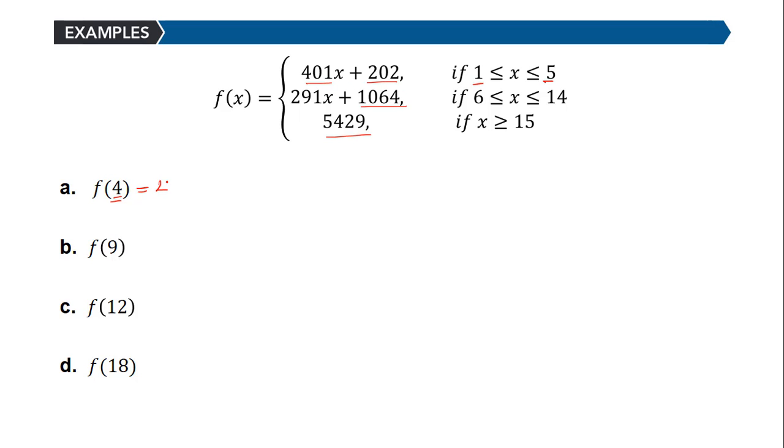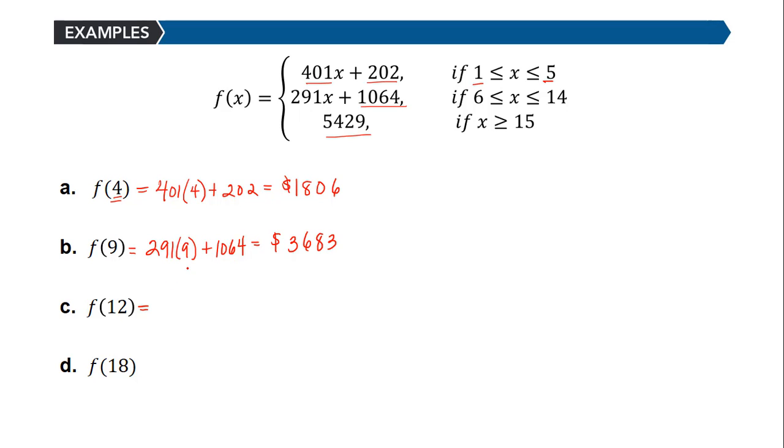f of 4 then is 401 times 4 plus 202. And we get $1,806. f of 9, well, 9 is between the 6 and the 14. So we plug into the second rule, which is 291 times 9 plus 1,064. And we get $3,683.